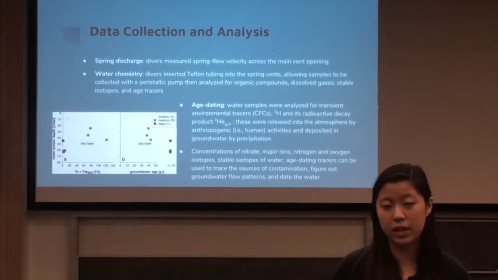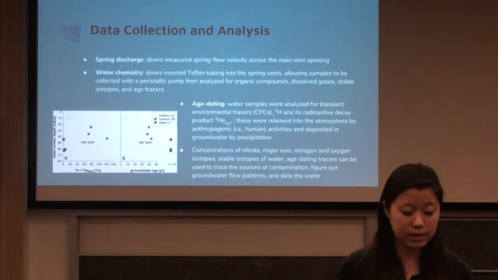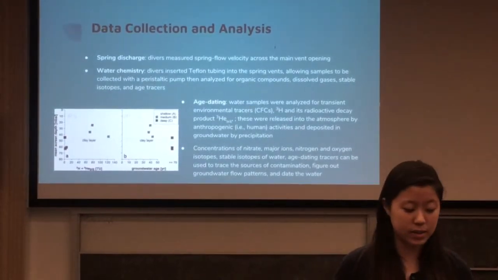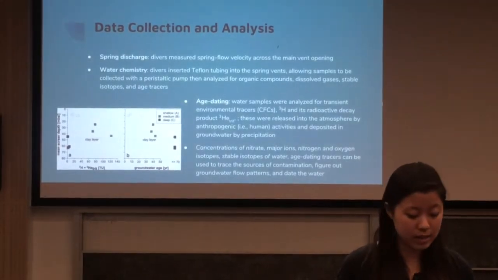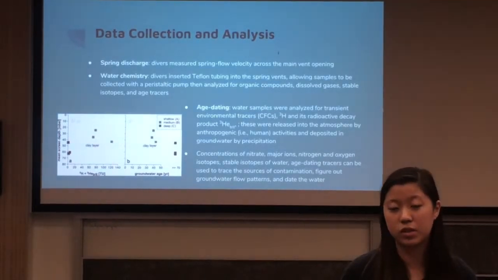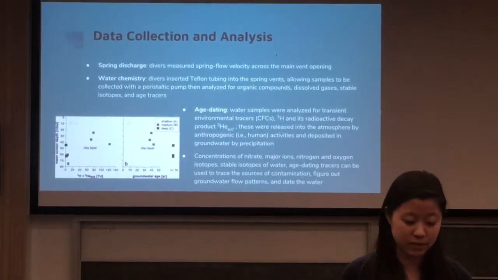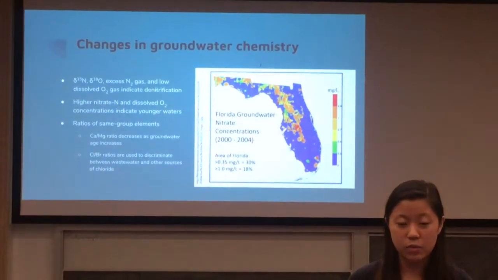So there are a number of ways we can collect data on groundwater, including spring discharge, where we measure the spring flow velocity of the water, water chemistry, where we analyze organic compounds, dissolved gases, stable isotopes, and age tracers, and age dating, where they take water samples and look at chlorofluorocarbons and tritium, which are released through anthropogenic activity into the atmosphere.